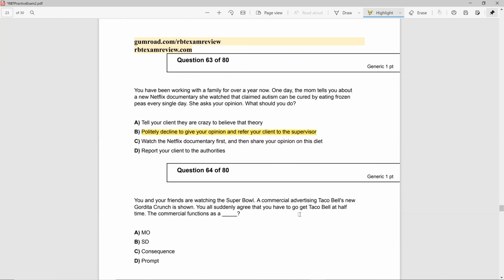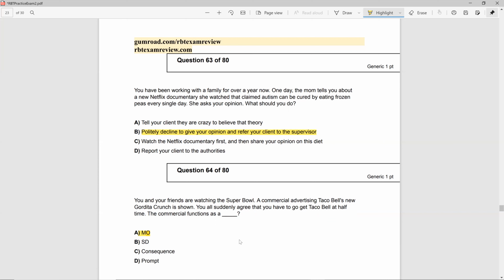And now it's a little tricky, right? Because it says the new Gordita Crunch, right? But we didn't agree to go get the Gordita Crunch. We just said, let's go get Taco Bell. Okay. So therefore, the commercial simply altered the value of Taco Bell and it increased our motivation to go get some. Taco Bell was always available. Our motivation just increased once we saw the commercial.